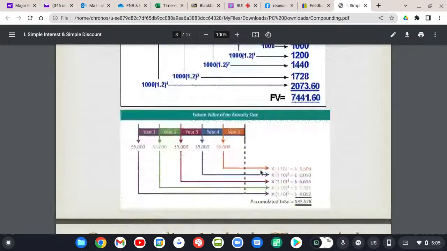Now think about it. If this was ordinary annuity, it will start from here, and then the first deposit will be compounded 4 times, second deposit 3 times. But because the deposit starts at the beginning, first deposit gets compounded 5 times, second deposit 4 times. So what do you see here? Every deposit gets compounded one more time than ordinary annuity. Isn't it right?